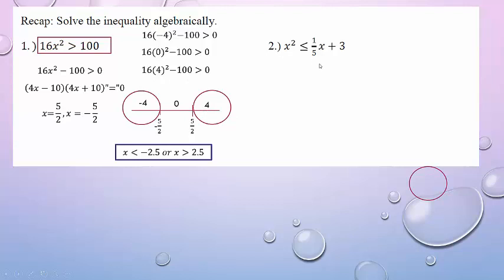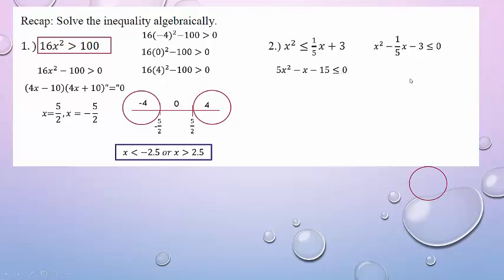All right, number 2, same concept. We want everything to be on one side so that we have 0. Now, I am not a fan of fractions, so I'm going to multiply everything by 5. And when I do that, I get 5, negative 1, and negative 15.